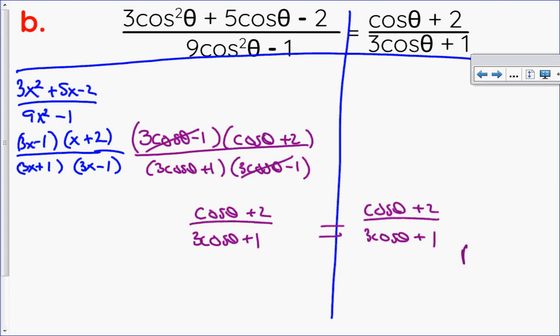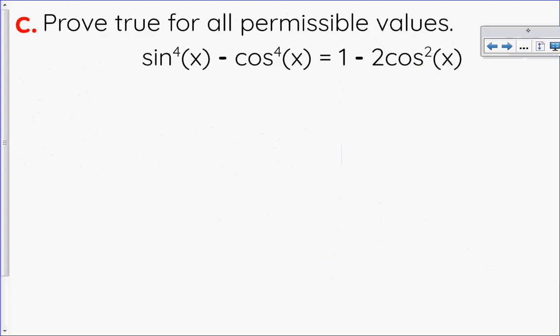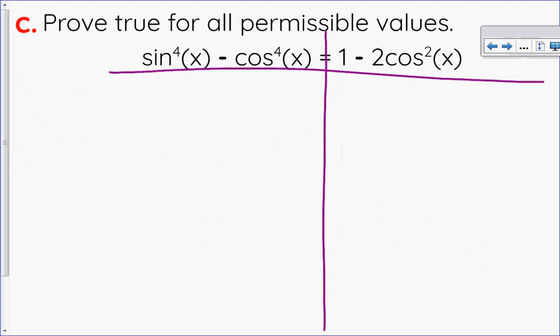I've proved it true, therefore Bob's your uncle. Okay, our last proof here, again proving true for all permissible values. Let's do a 2-column proof. And I'm going to use that factoring trick on the last one as well to help us out here.